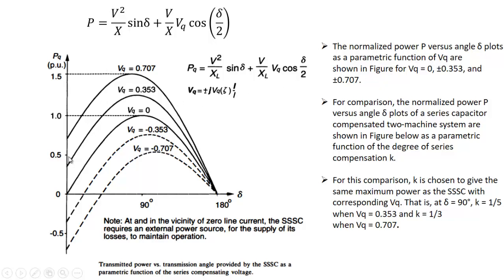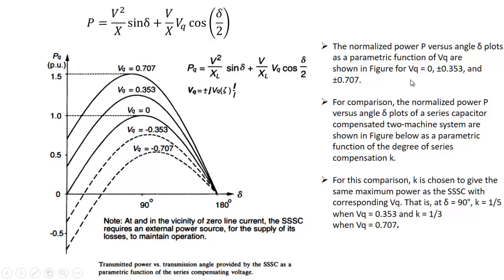This is the normalized power. This is when VQ is equal to 0, and then when we change this P versus this delta, this will be the normal curve. So this is VQ is equal to 0.353. So in that case, this will be the curve. So at angle delta is equal to 0, there will be some power transferred, even if the angle between receiving end voltage and sending end voltage is 0.